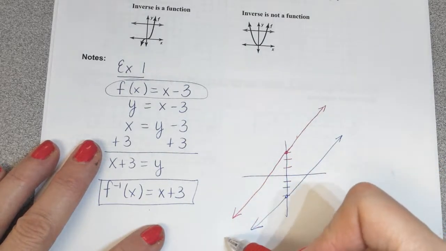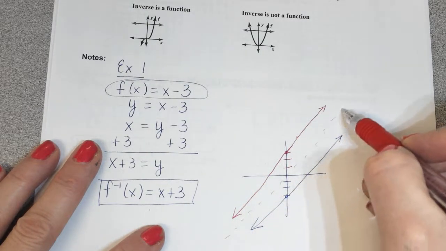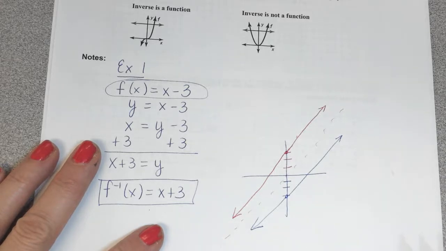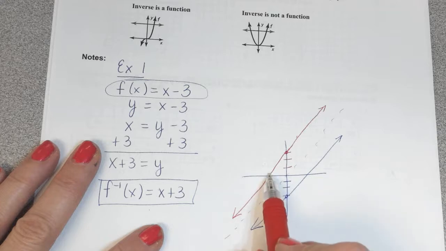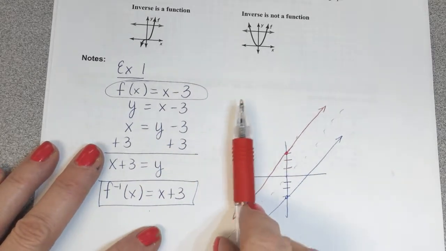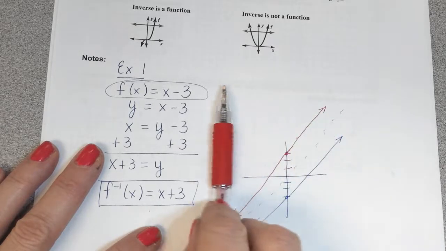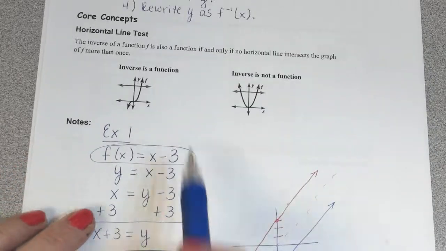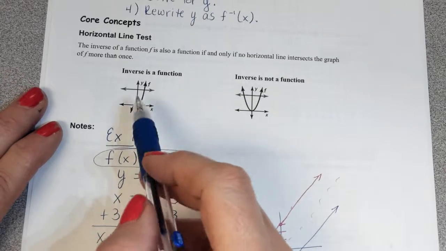Is that going to be a reflection over the line y equals x? It's not perfect because I didn't have graph paper, but can you see how if I take this and reflect it over y equals x, it would turn into the red one? So that shows me that they're inverses, and that the red one is a function and so is the blue one. All right, let's go back up here now.